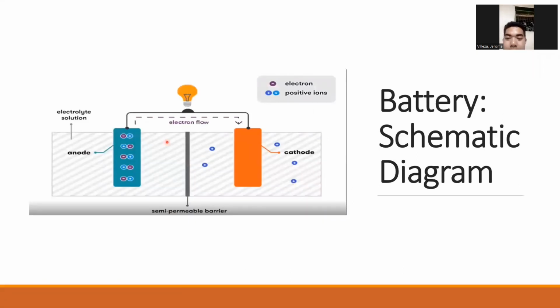So battery, the schematic diagram. This is the schematic diagram, where we see the electrolyte solution, which has the anode, and on the other side the cathode. From the anode, the electricity will flow, generating electricity toward the cathode. Next.